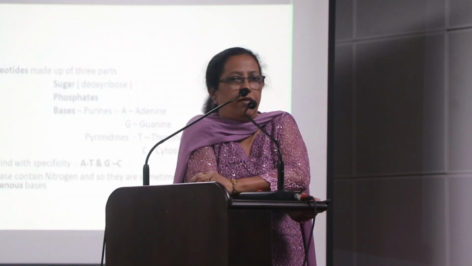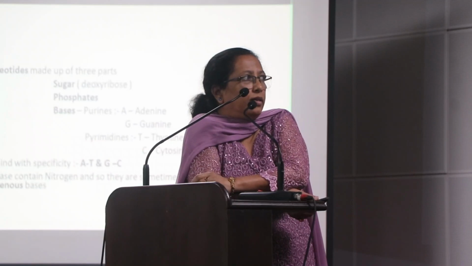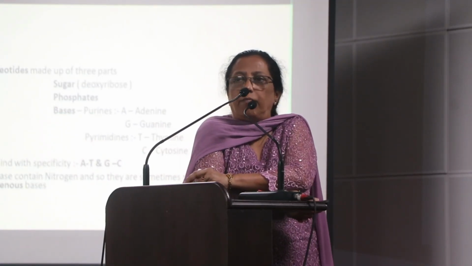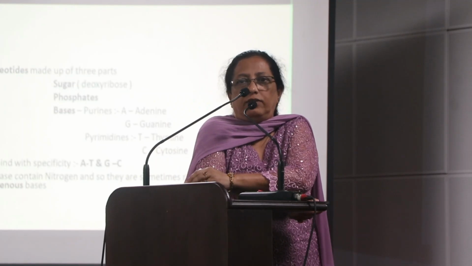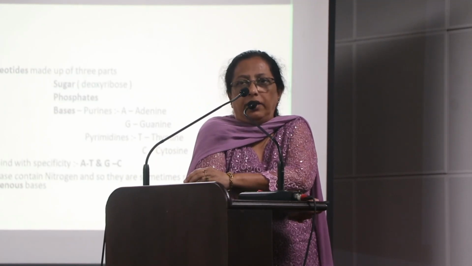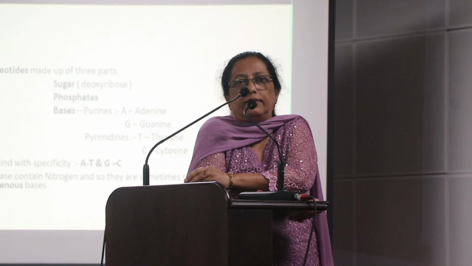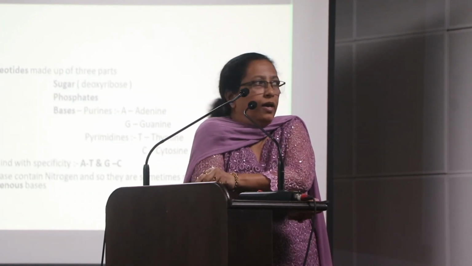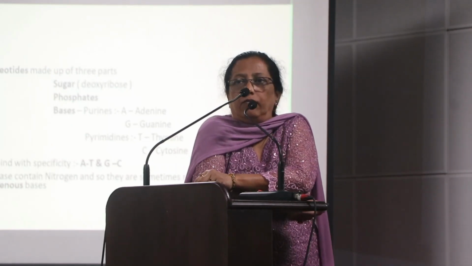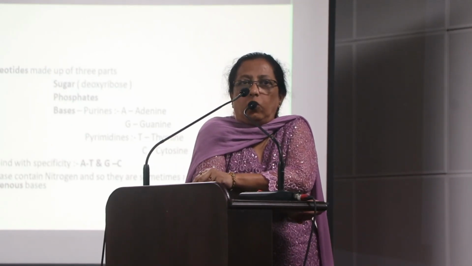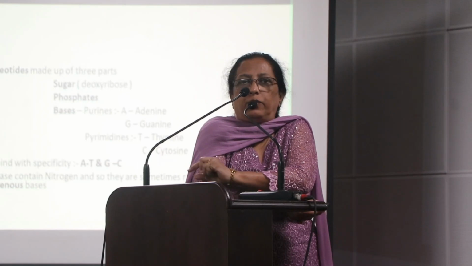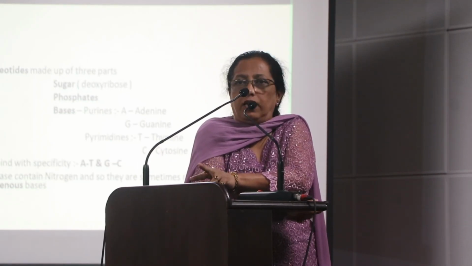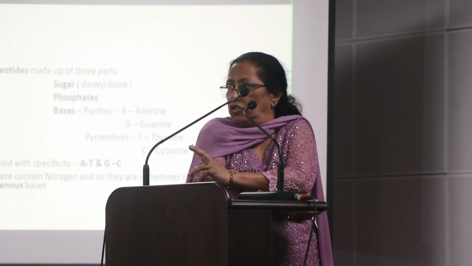As I have already told you, it has sugar, it has phosphate, it has bases. The bases are four: A, T, G, C: adenine, thymine, guanine, and cytosine. And they pair in a particular sequence. They don't pair as and how they like. A pairs with T and G with C. If they pair in a wrong sequence, then there won't be any match.